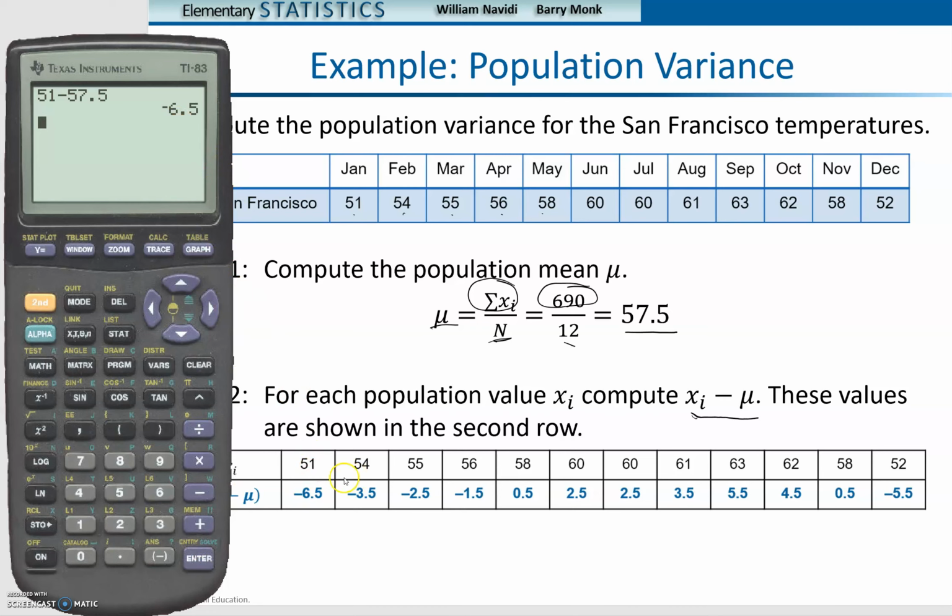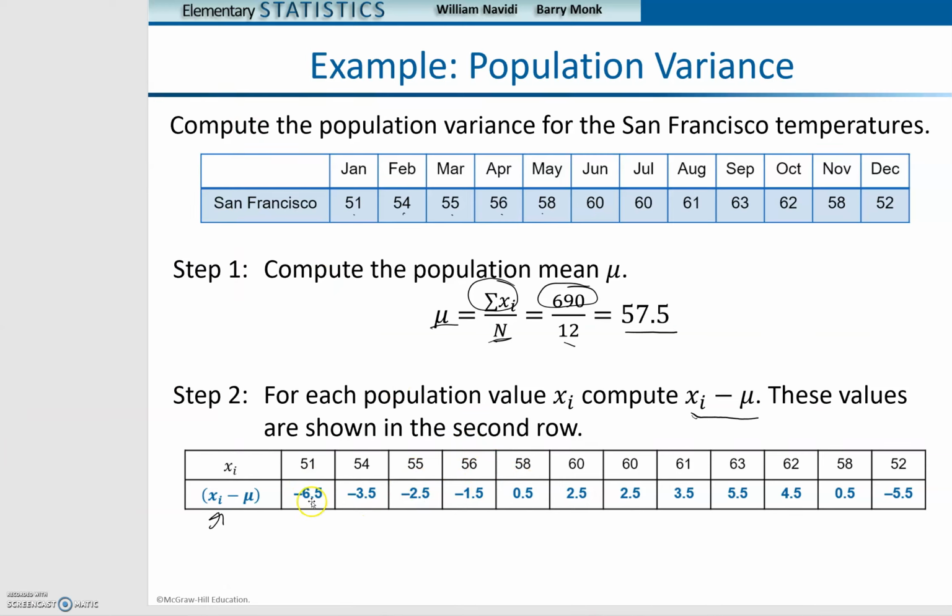Then I do it for the next one. 54, so I go 54 minus 57.5, press the equal button, and I get minus 3.5, so that goes here. So all of these numbers are subtracted and placed after the subtraction. This is what happens with the values. Then I go to the next step.